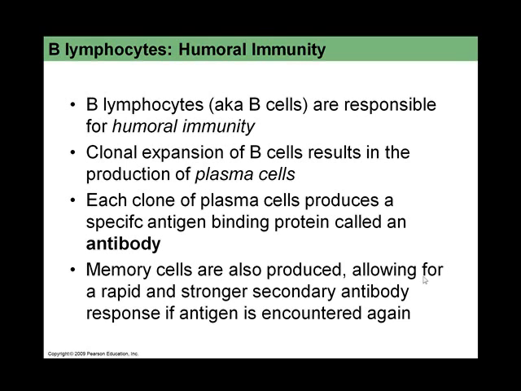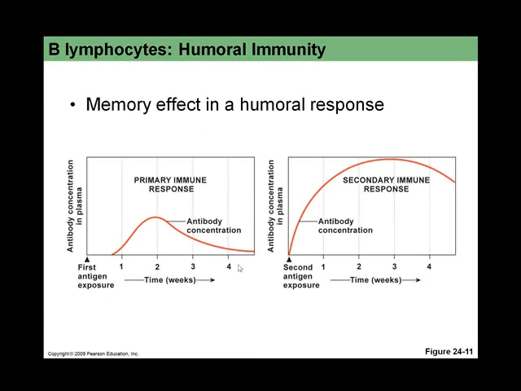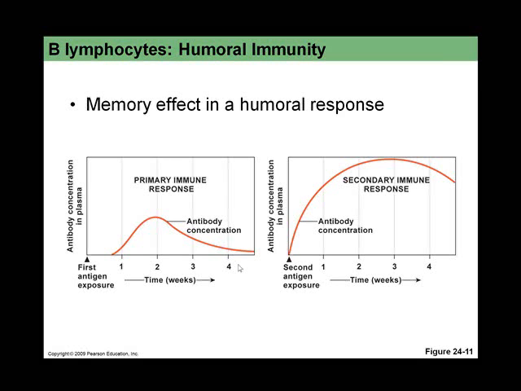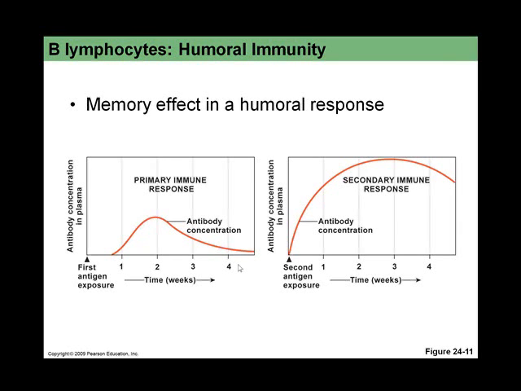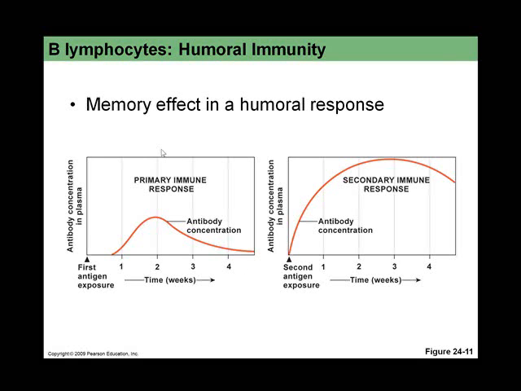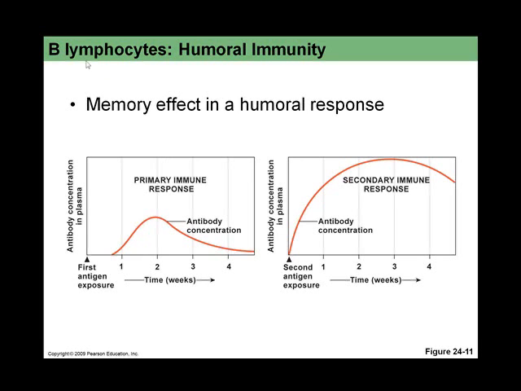So the memory cells are also produced, allowing for the rapid and stronger secondary antibody response if the antigen is encountered again. So we're thinking of booster shots, but also the multiple exposures. Think of how many times you might get exposed to the swine flu virus throughout a whole season. Even just thinking of how it spreads through a family. One person gets it, and then another person when that person's getting better, and by the time you're fully better, if you were the first one, the third or fourth member of the family now has it, and you're fully re-exposed after completing your cycle. So we're all aware of these kinds of things.